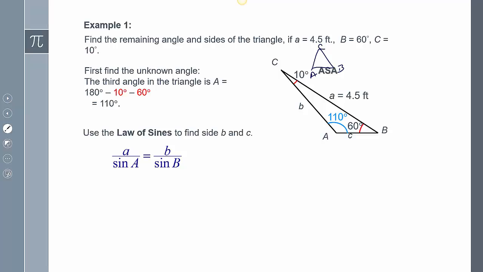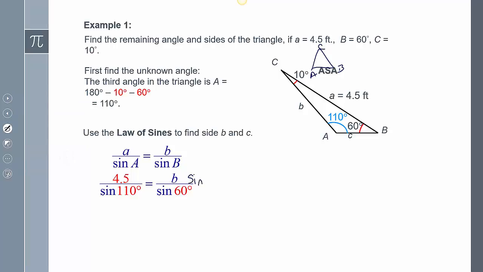So I plug in the values. We said A is 4.5, angle A is 110 degrees, and angle B is 60 degrees. And that's all from my given information here. Now all I have to do is just use algebra and get B by itself.